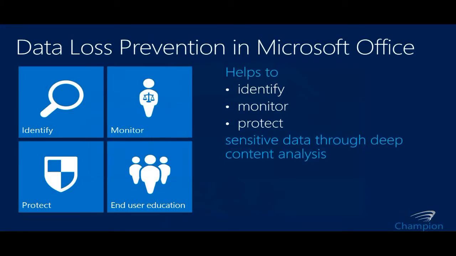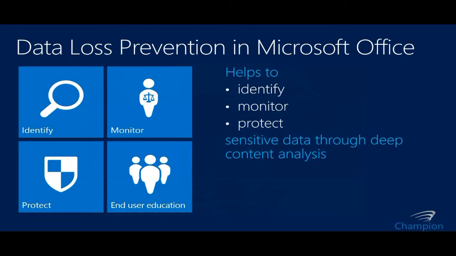Data loss protection in Microsoft Office helps to identify the data that you want to protect. It will help you monitor who has access to that data and if it's being sent places where you don't want it being sent. It will help you to automate the protection of that data, either by alerting the people sending it out, those people who say, oops, I didn't know this wasn't supposed to go, or by restricting it altogether from leaving your premise. And then the fourth and key cog to this wheel is user education.